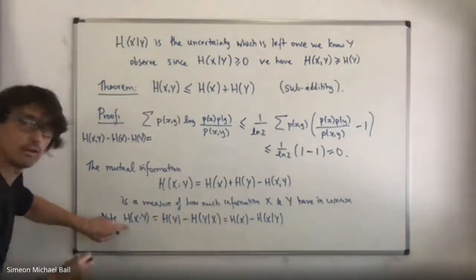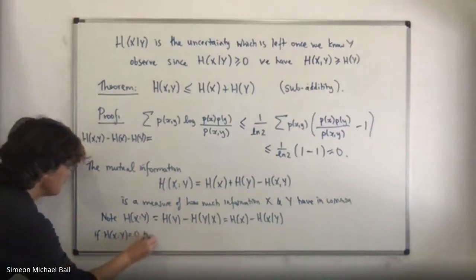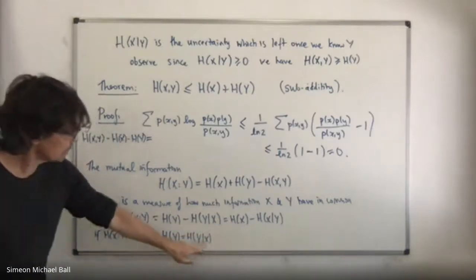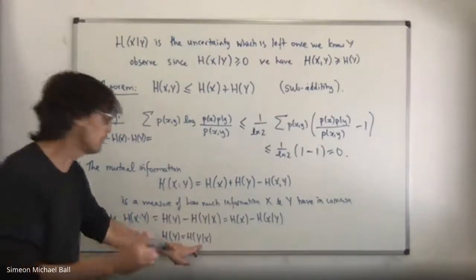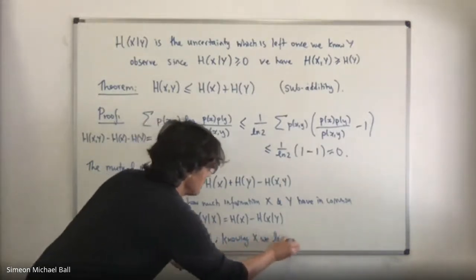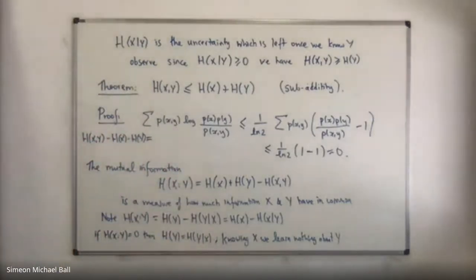so if this was 0, so this is kind of the way to look at it. If this is 0, then that implies that h of y is equal to h of y knowing x. So knowing x, we know nothing about y. We're still as uncertain about y as we were before we knew it. So knowing x, we learn nothing about y. And that corresponds to no mutual information. And likewise, knowing y, we know nothing about x.